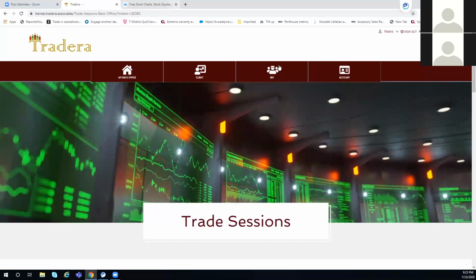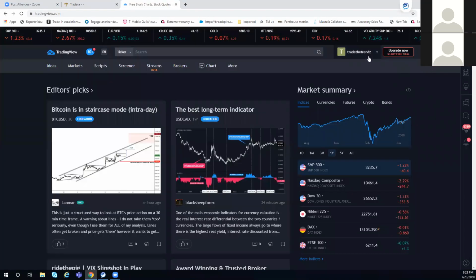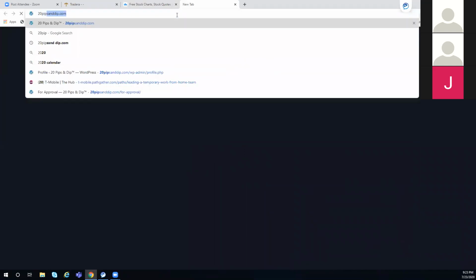So the first thing you'll need to do is, again, have a free TradingView account, okay? Because your indicator will be on TradingView. Again, it's a third party. So if you have any issues with that, you would not go to support from Tradera. You would go to 20pipsanddip.com, and I'm about to type that in right now. Hopefully everyone sees the video.